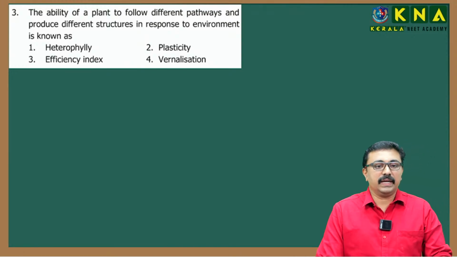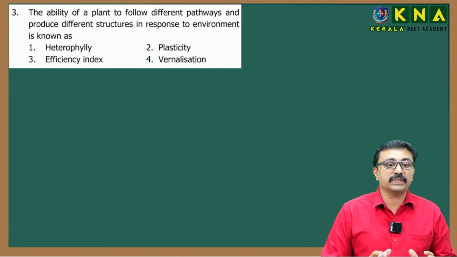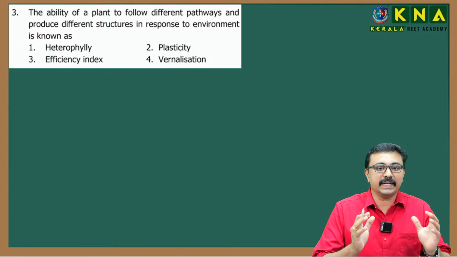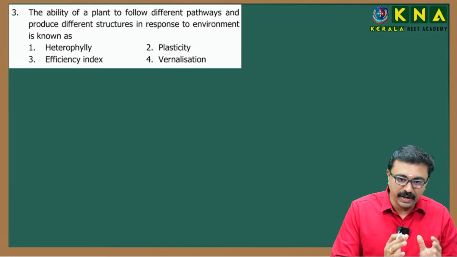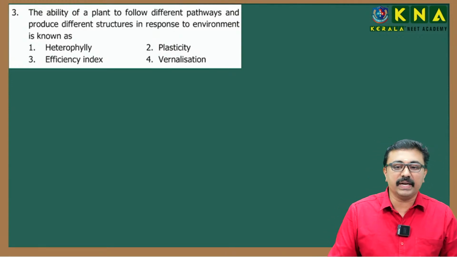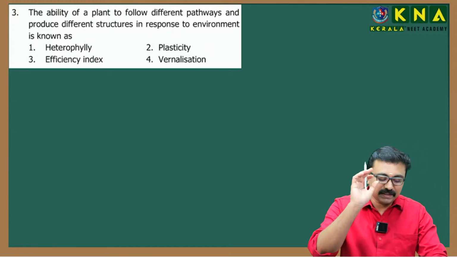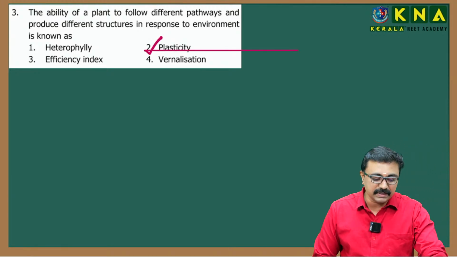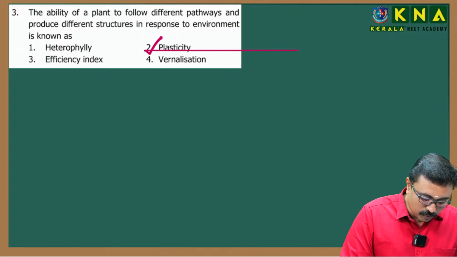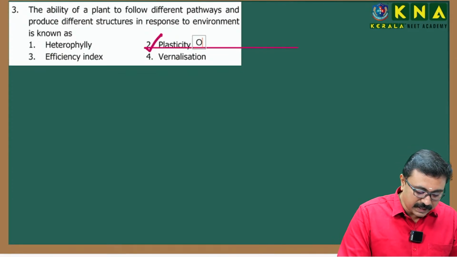So next question, the ability of a plant to follow different pathways and produces different structures in response to environment or phases is known as. So it's a very important topic from the plant growth and development. Can you answer the question? Okay, so the right answer is plasticity. So what do you mean by plasticity?